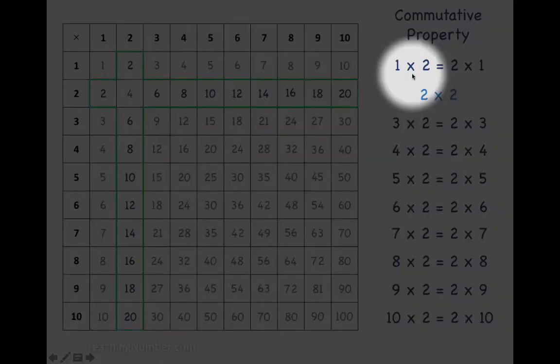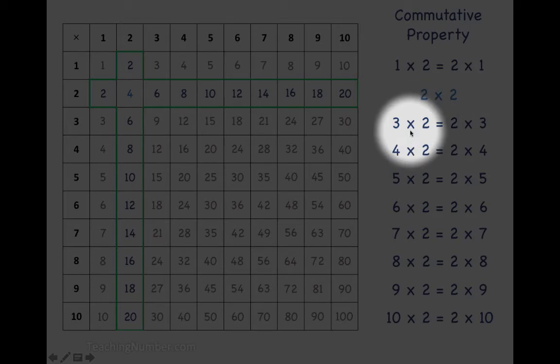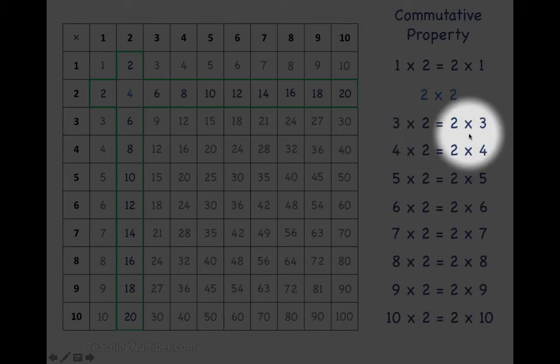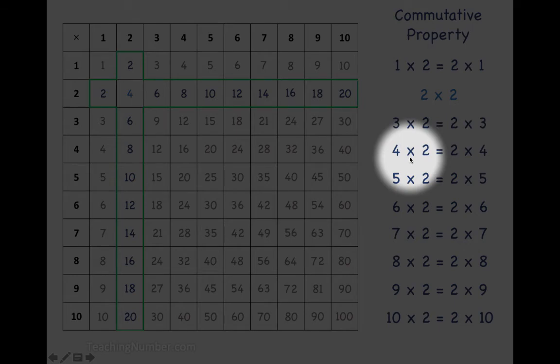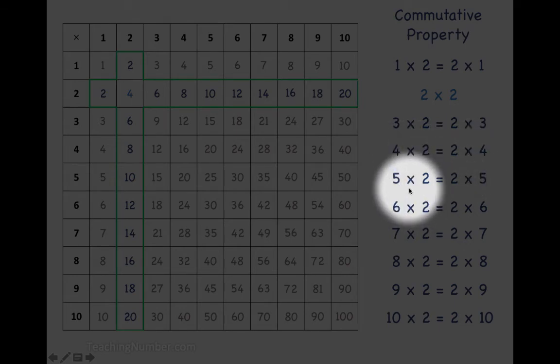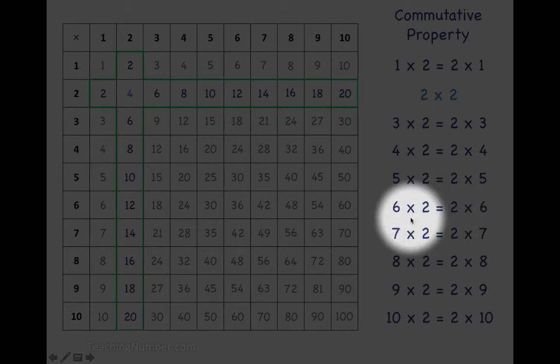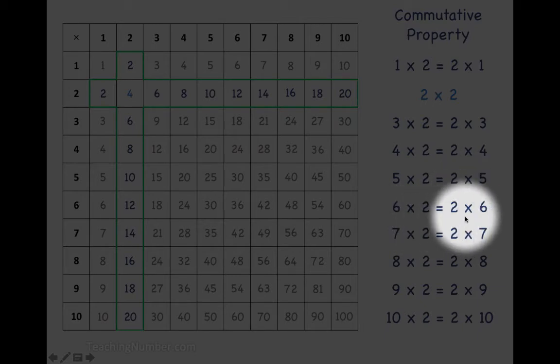1 2 makes 2, and so do 2 1s. 3 2s make 6, and so does 2 3s. 4 2s make 8, and so does 2 4s. 5 2s make 10, and so does 2 5s. 6 2s make 12, and so does 2 6s.